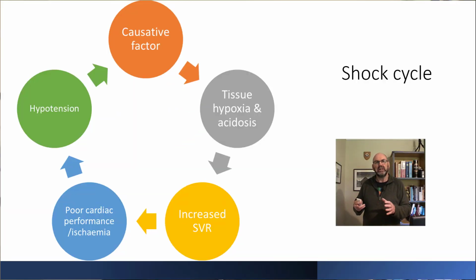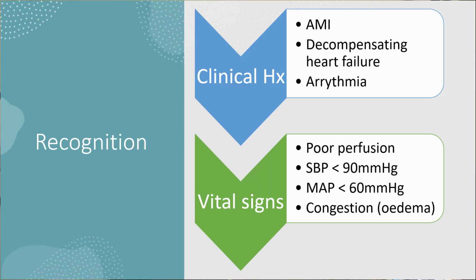We're now going to talk briefly about recognizing cardiogenic shock. And from a history point of view, we're looking for a clinical history of poor perfusion that's coupled with an acute myocardial infarction or decompensation of heart failure, and these things should raise the suspicion immediately for the presence of cardiogenic shock. Imaging and lab testing for cardiogenic shock are unavailable in the pre-hospital environment.